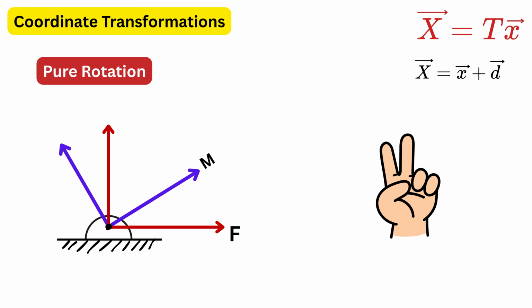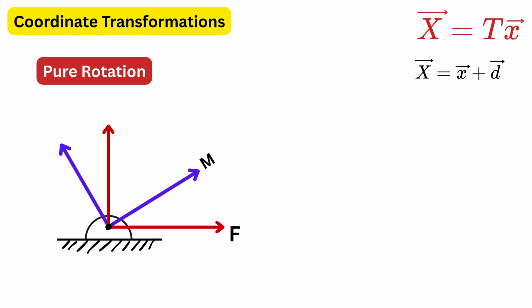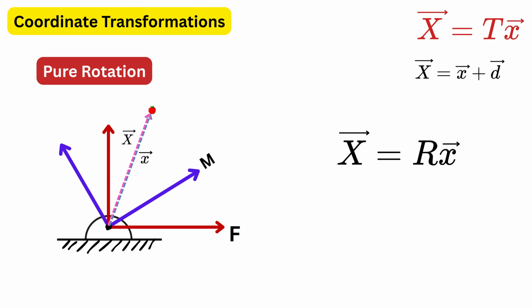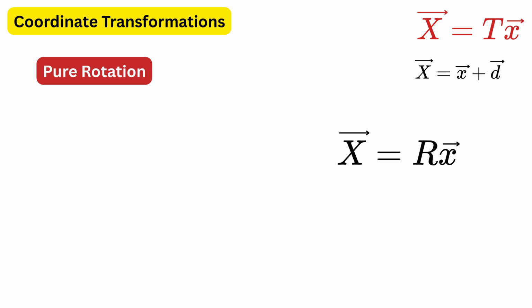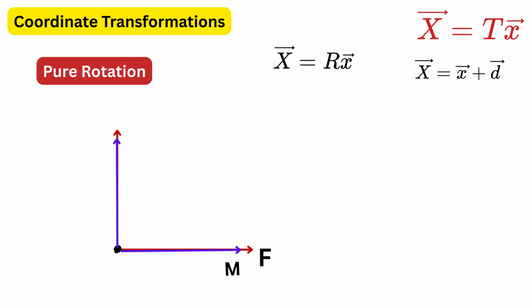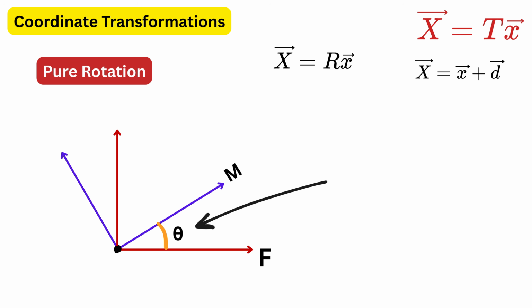but does not shift its position. In this case, the transformation involves only a rotation matrix R. If this point is small x in the moving frame, and if it is represented as big X in the fixed frame, then big X equals R times small x. Now, in order to find this R, suppose we rotate this moving frame M by an angle theta with respect to the fixed frame F.